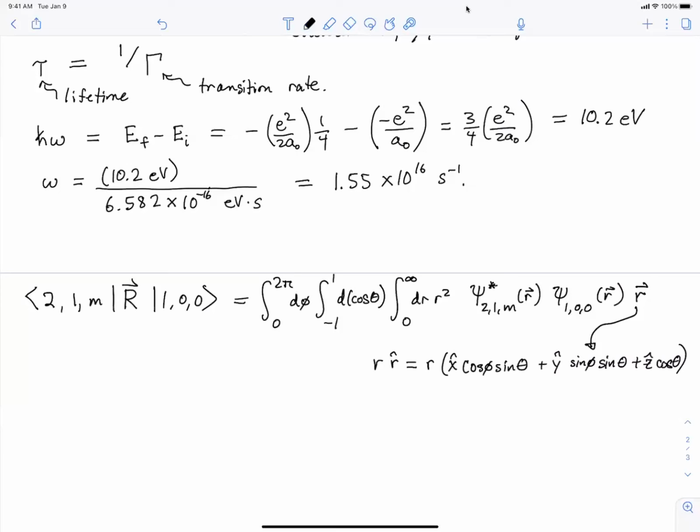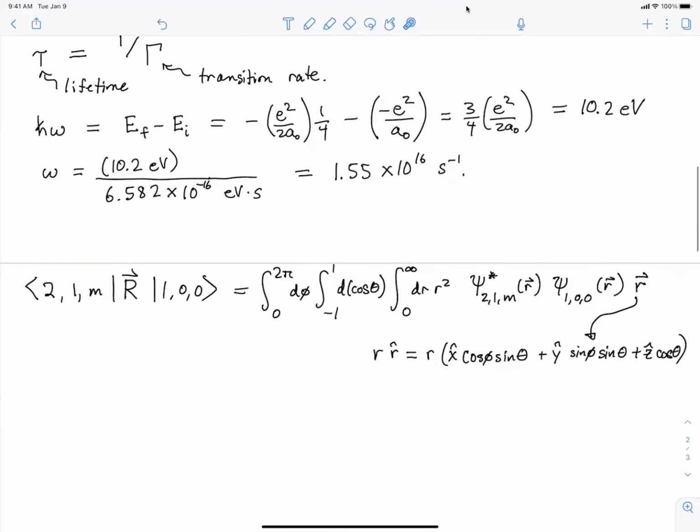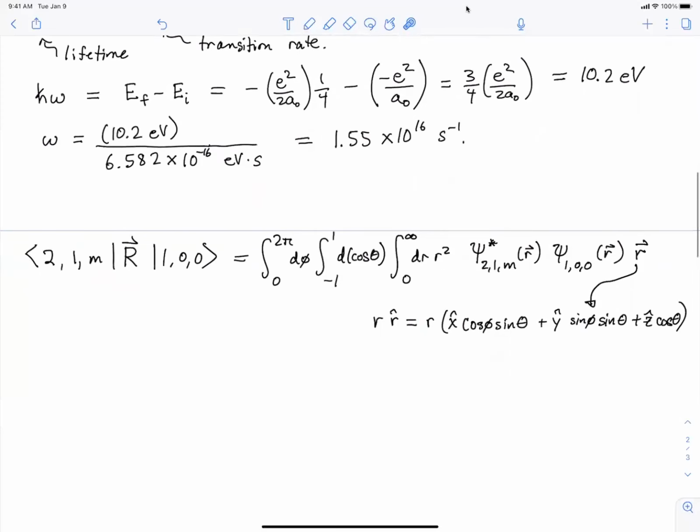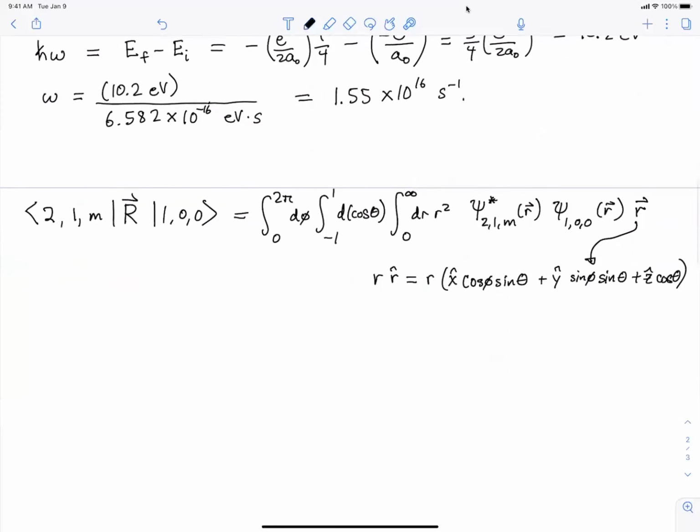Okay, so that part's going to go with the angular integrals because it has all the sines and cosines of theta and phi. And the r part here is going to go with the radial part. And so our strategy is divide and conquer. We're going to split this integral into the angular part and the radial part. Okay, so let's go ahead and do that.